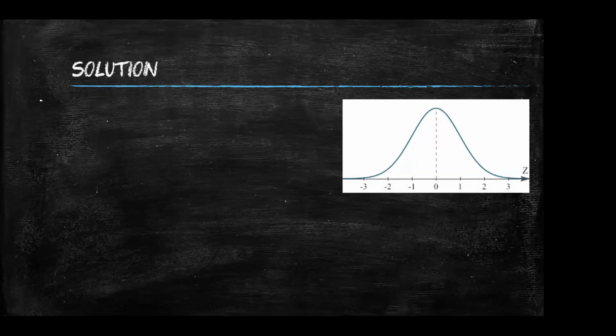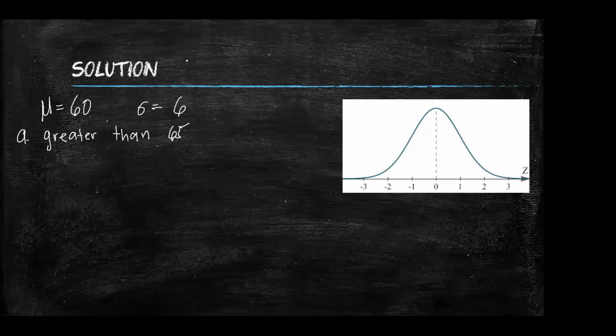Ang given natin is, ang mean ay 60. And then the standard deviation is 6. Yung sigma ko parang 6 na rin. So, A natin, yan po ay greater than 65. Okay. The first thing, para malaman natin kung ilang percent yung mas mataas sa kanya, is hanapin muna natin yung z-score. Okay, so what's the z-score?